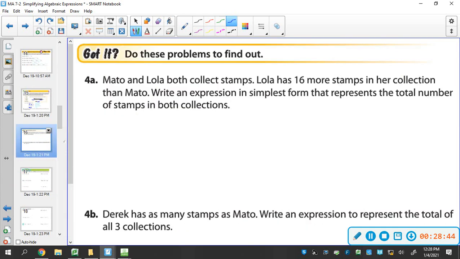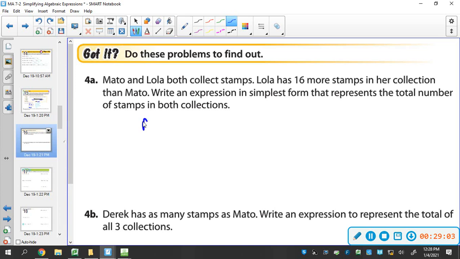The problem here: I don't know how to say that first name, so M is what we're going to say. M and Lola both collect stamps. Lola has 16 more stamps in her collection than M. Write an expression in simplest form that represents the total number of stamps in both collections.